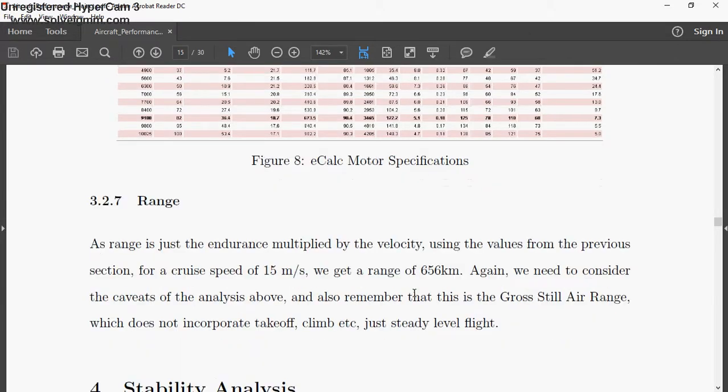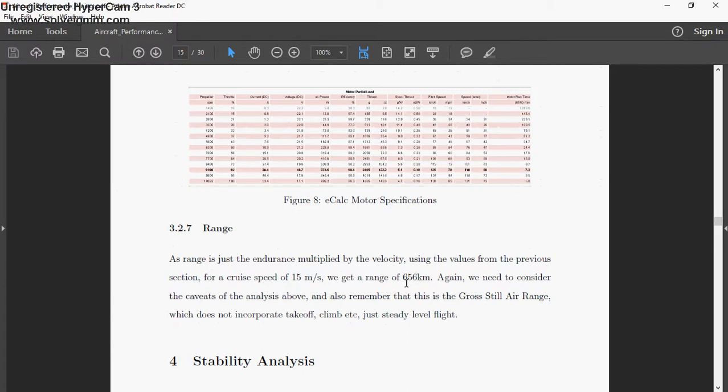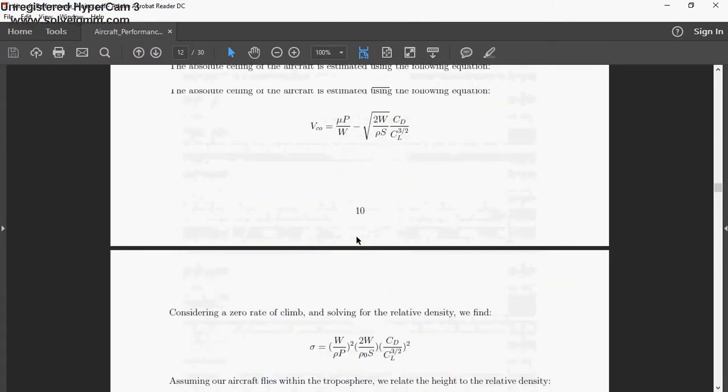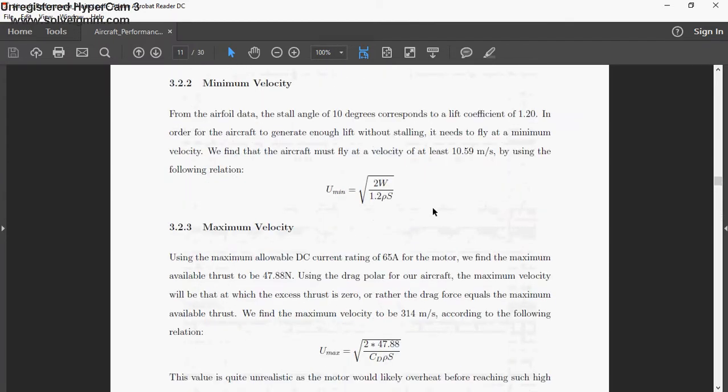Range is simply calculated as velocity times the endurance. And again, this leads to a very unrealistic value of 650 kilometers, and the same caveats above apply here. For the minimum velocity, we used the AG24 airfoil data to select the lift coefficient occurring at 10 degrees. This value of 1.2 was substituted into the following formula to find the minimum velocity of 10.59 meters per second.